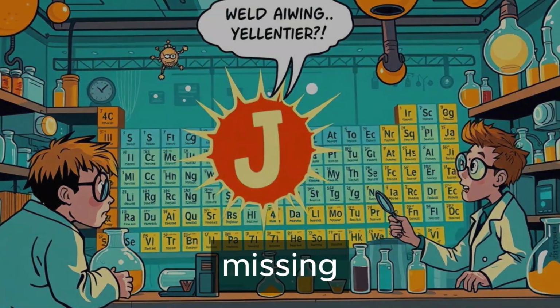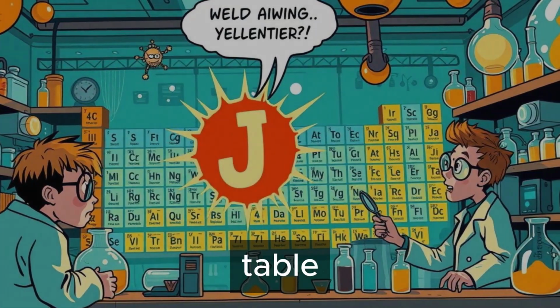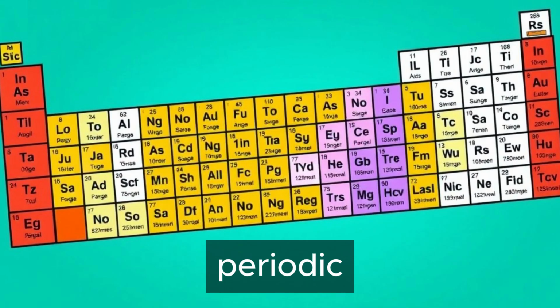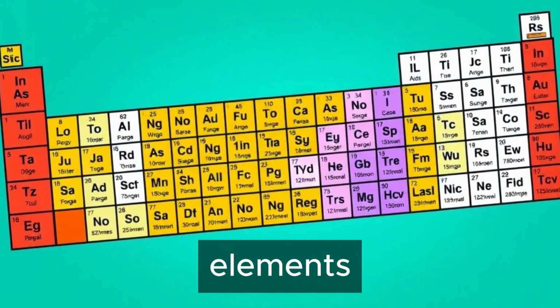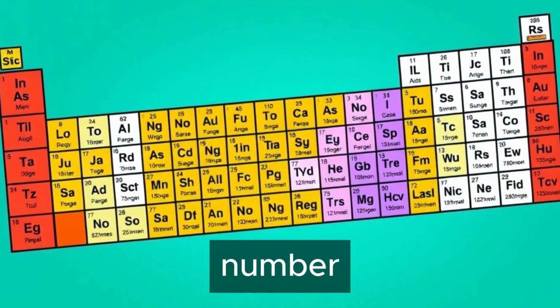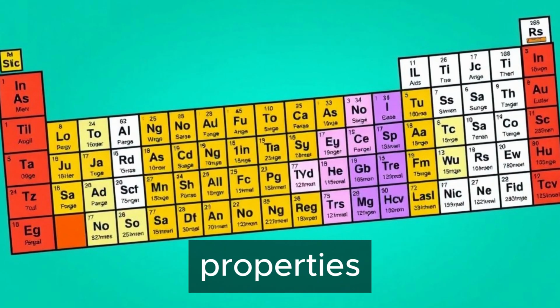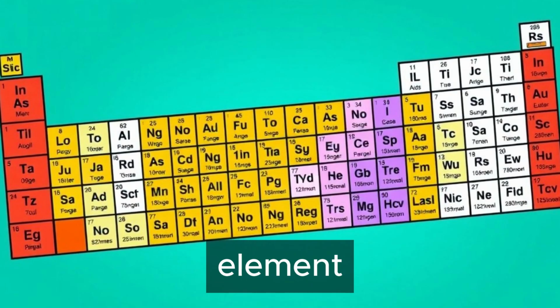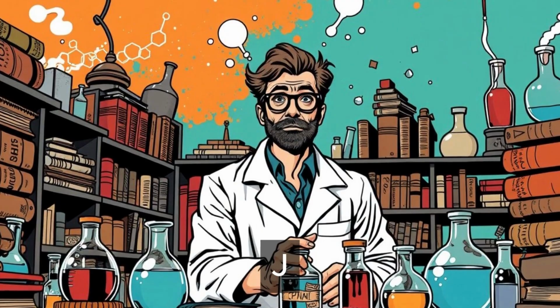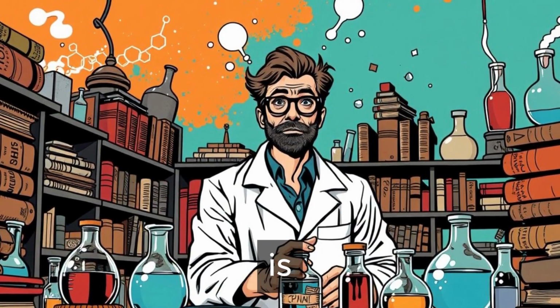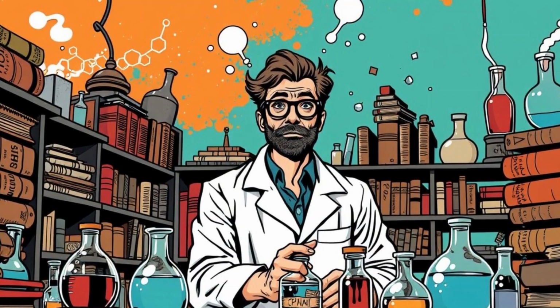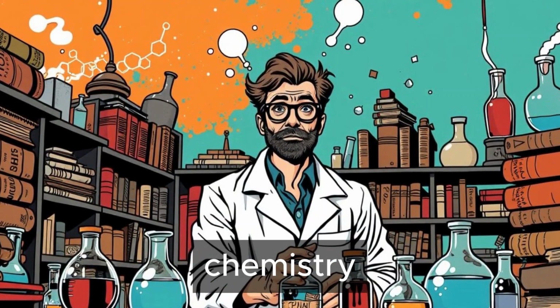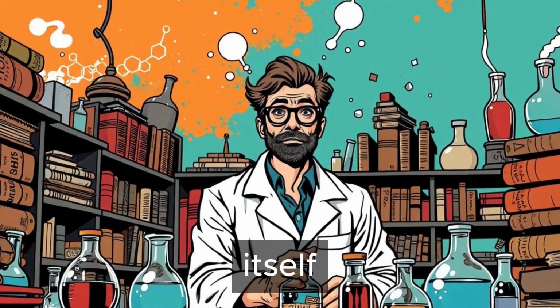The mystery of the missing J in the periodic table. As you glance at the periodic table, with its array of elements neatly organized by atomic number and grouped by similar properties, you might notice something peculiar. There is no element that begins with the letter J. This absence is not just a coincidence. It has roots in the history of chemistry and the language of science itself.